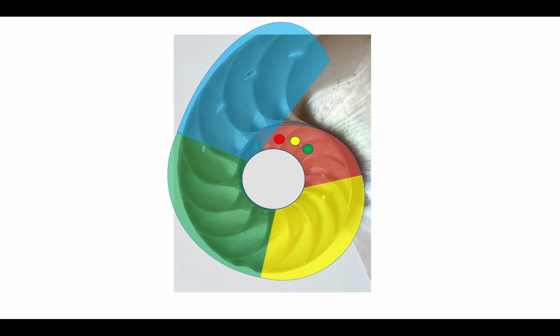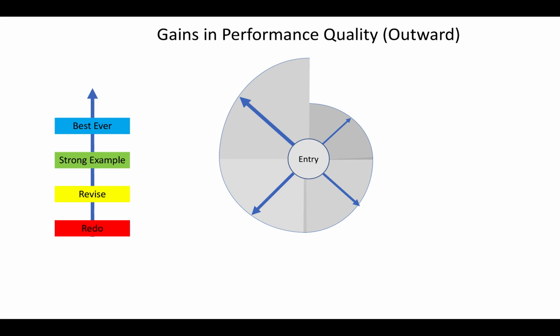What we're describing is a process that happens in nature. In this nautilus shell, every time the creature needs to grow, it breaks through and creates a new layer. And in terms of your learning, where you are in this cycle is going to allow you to see what you need to do next and be able to provide evidence of your mastery. Finally, the most important is gains in performance quality, moving outward from the center of your entry point.